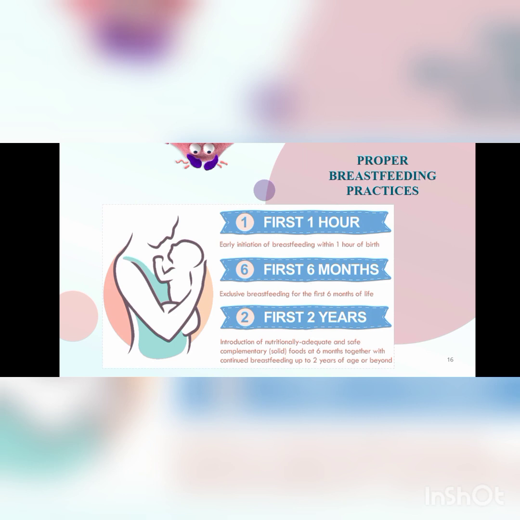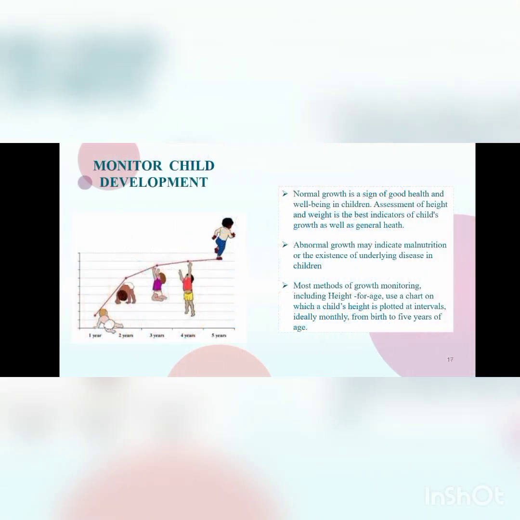Proper breastfeeding practices. First 1 hour: early initiation of breastfeeding within 1 hour of birth. First 6 months: exclusive breastfeeding for the first 6 months of life. First 2 years: introduction of nutritionally adequate and safe complementary food at 6 months, together with continued breastfeeding up to 2 years of age or beyond.